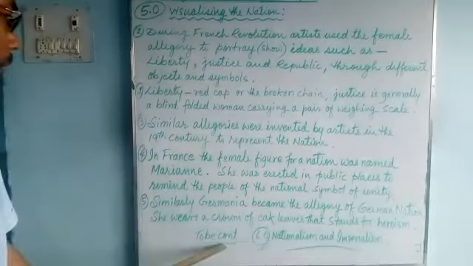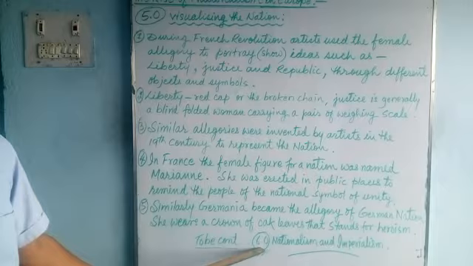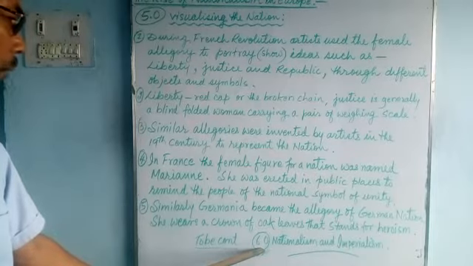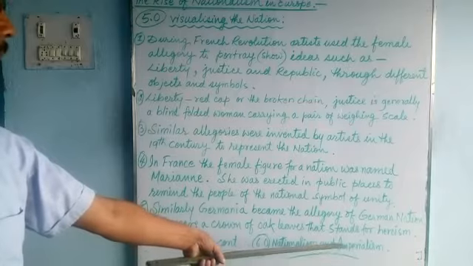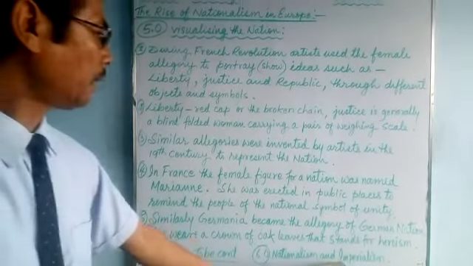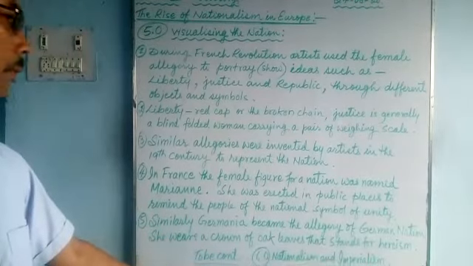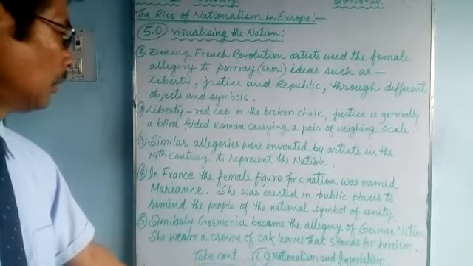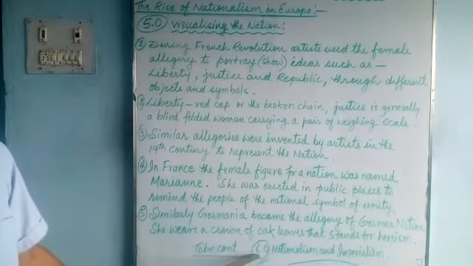To be continued, 6.0 in our next class. We are almost coming to the end portion. 6.0 is nationalism and imperialism. Imperialism means the rule by the imperial kings. We'll do nationalism and imperialism in our next class.